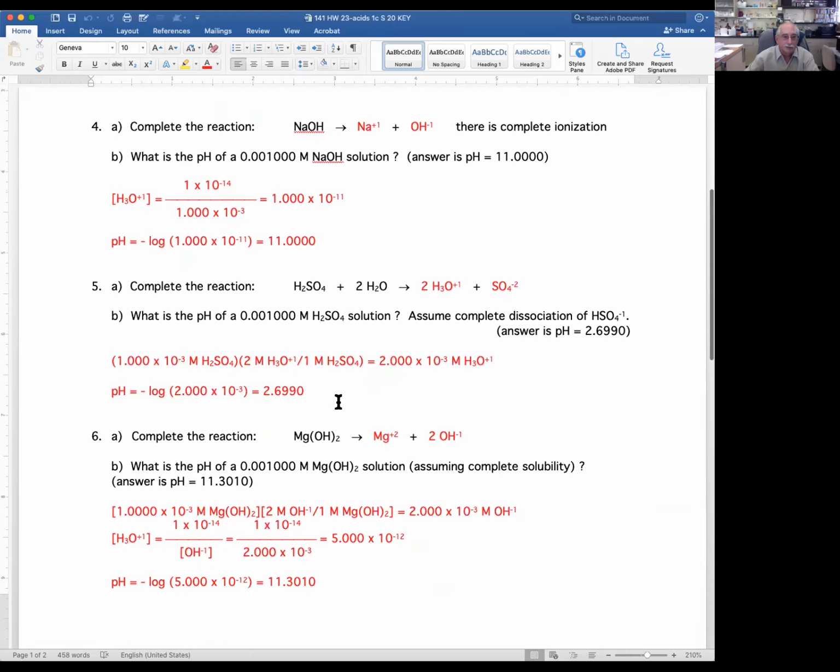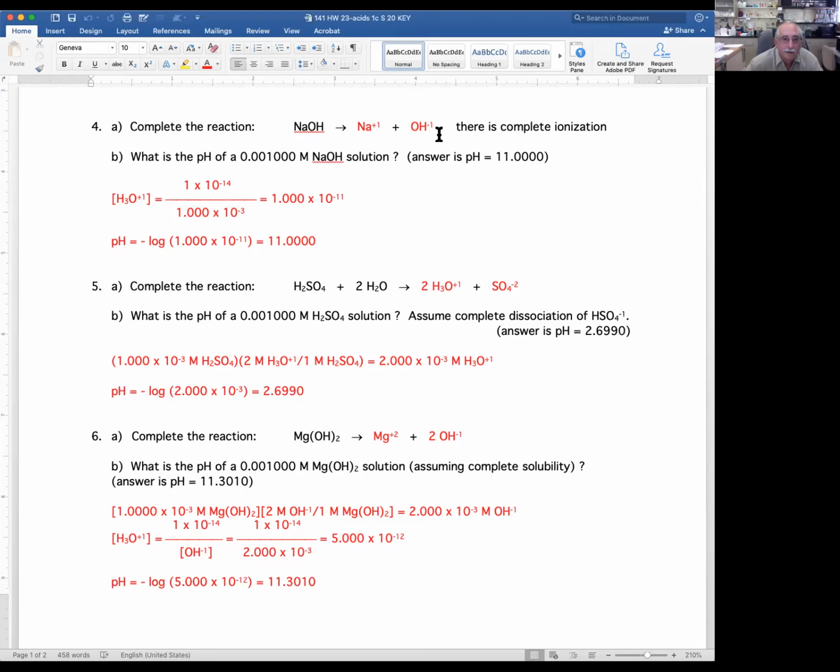So here's a base. So sodium hydroxide is very soluble in water. Many of the other hydroxides are not. So we have a complete reaction. And what is the pH of a 0.001 molar solution? Well, again, if it's going completely soluble, then this is gone and it's 100% in this form.